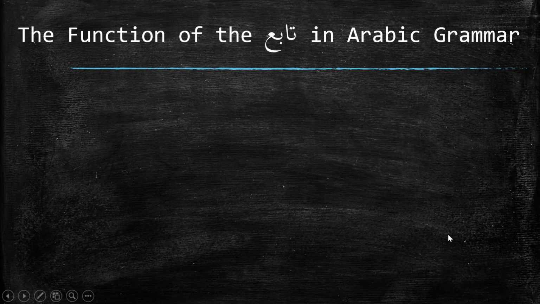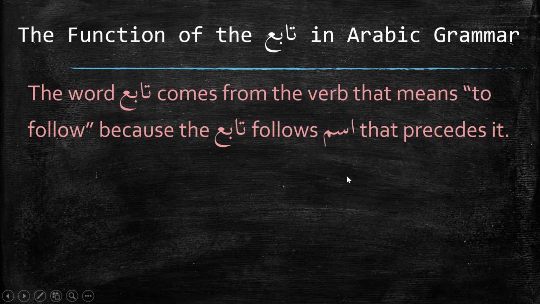The third thing that we want to discuss is the function of the tabi' in Arabic grammar. Okay, so we talked a little bit about a tabi', and tabi' comes from tabi'a, which means to follow. So a tabi' is a follower, and it's called that because it follows the ism in a sentence. The word tabi' comes from the verb that means to follow, because the tabi' follows the ism that precedes it.